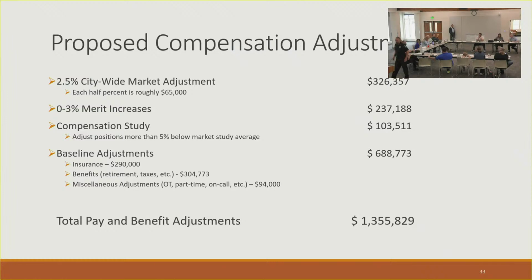And eventually merit, but other positions won't fall. Well, the idea is that other positions might fall behind other cities. If other cities are doing 5.5 and we do 5, then those positions would fall behind. If we keep that market adjustment, we just keep it with the merit.